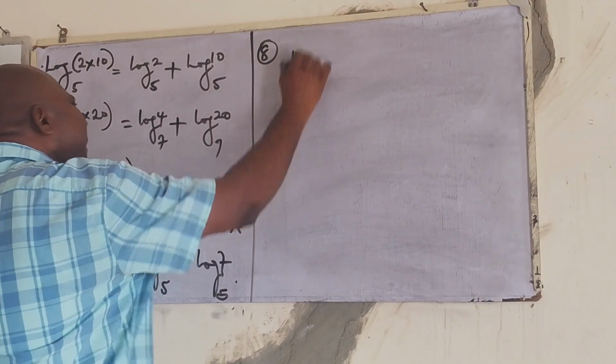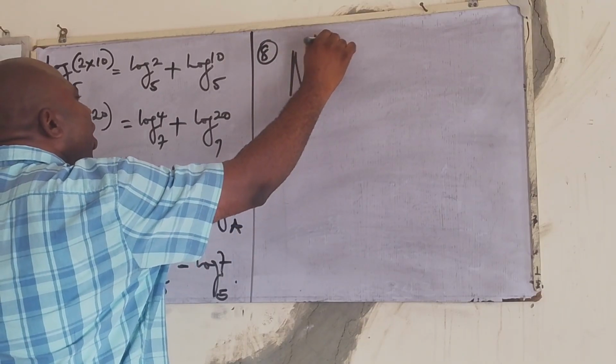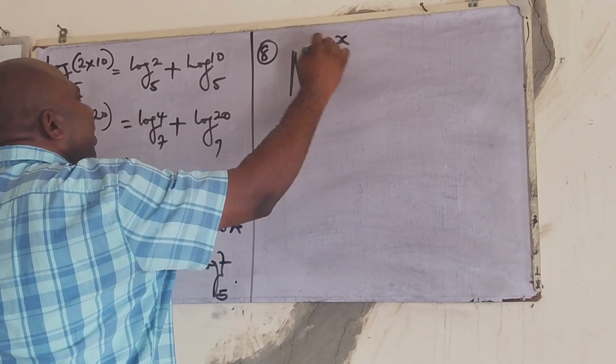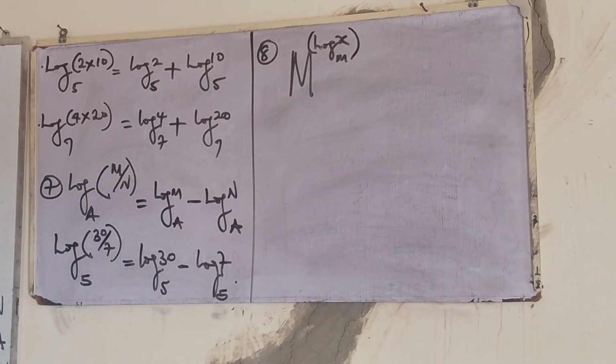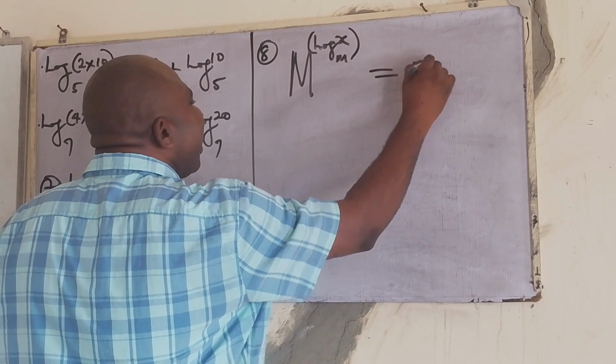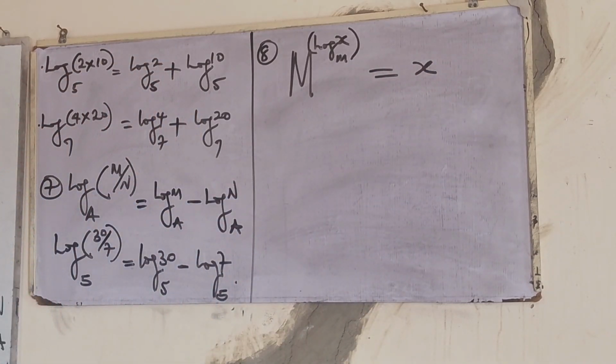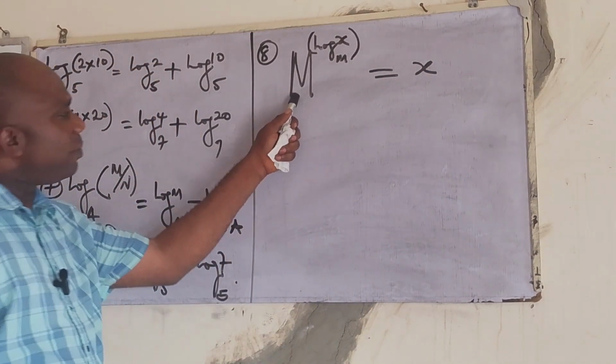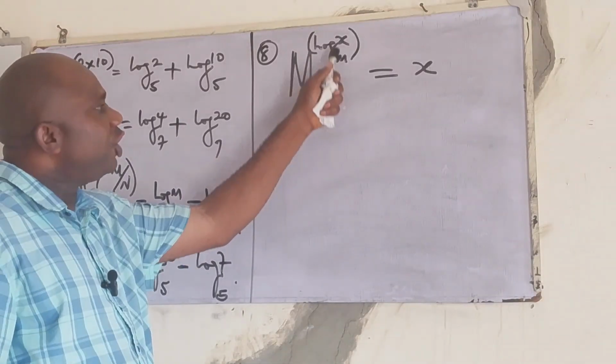Now let's look at m raised to the power of log x base m. This is the same as saying x. Yes, because since you have m here as the base, it means we have x left.